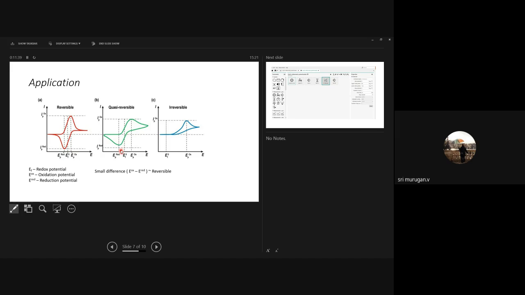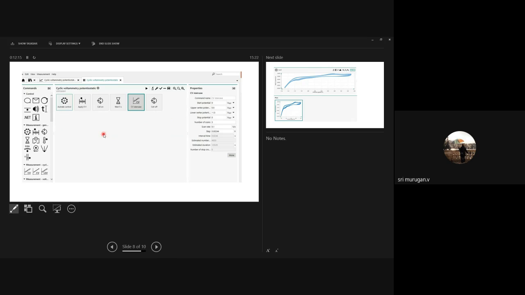If it is somewhat far away, like you can see here, this duck nose is very sharp, which means it will be reversible, whereas in the irreversible condition it will be somewhat broader. And in the irreversible condition, it's very difficult to find the redox potential. So we can easily identify that this solution cannot be a reversible reaction.